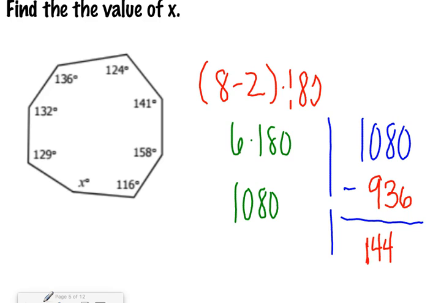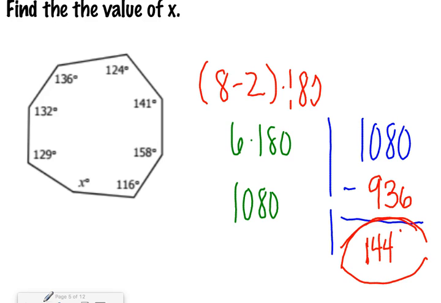Anyone want to give me a second 144? Anyone else? Close? Yeah, I got one for you. 144? Sure. So it's just like finding a missing angle of a triangle, but instead of having 180, you have to figure out what that number is. Right? Okay, is anyone confused before we move on?